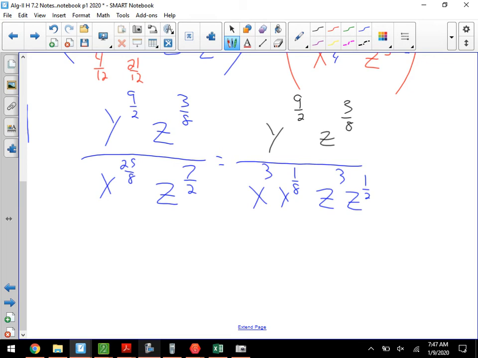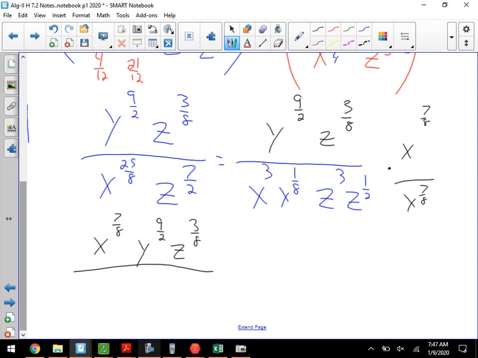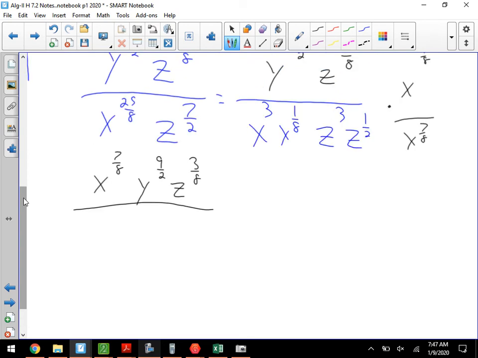That way it's just going to look a little bit cleaner when I go through. How many more 8s do I need to create the whole in this case? 7 of them. Good. So I'm going to multiply top and bottom by x to the 7/8. And that'll give me a new numerator. I'm just going to put them in order: x to the 7/8, y to the 9/2, z to the 3/8, all over. Now my x value, I've created another whole so it becomes x to the 4th. And then the last two are, we have a z cubed and z to the 1/2.